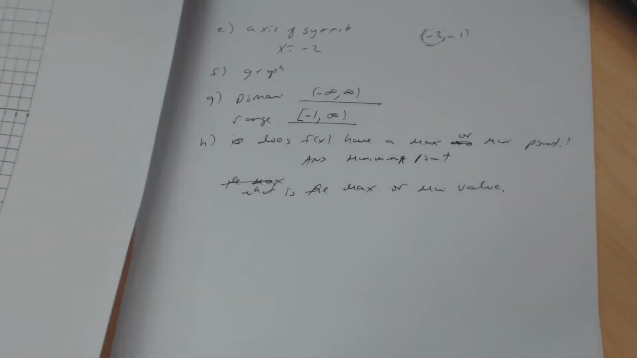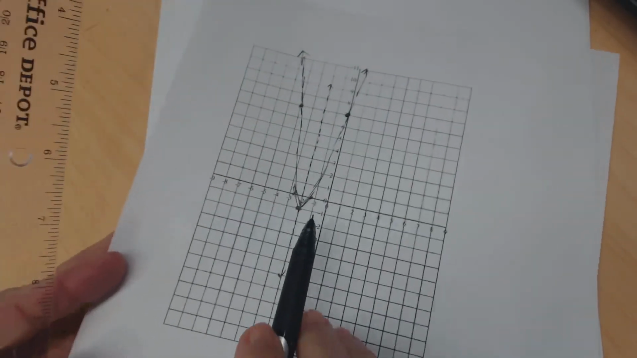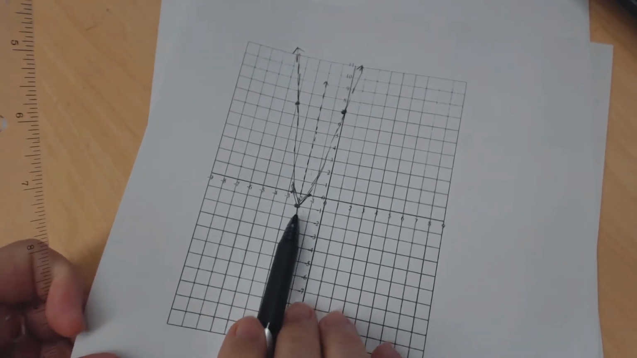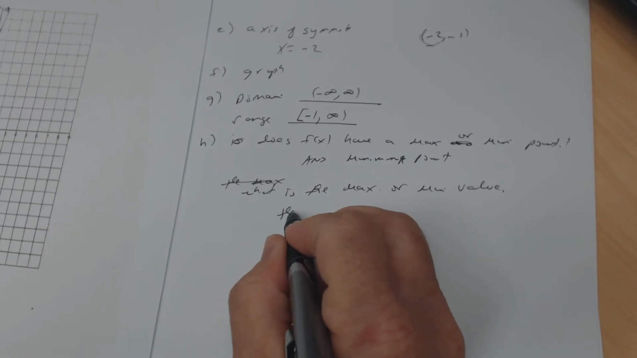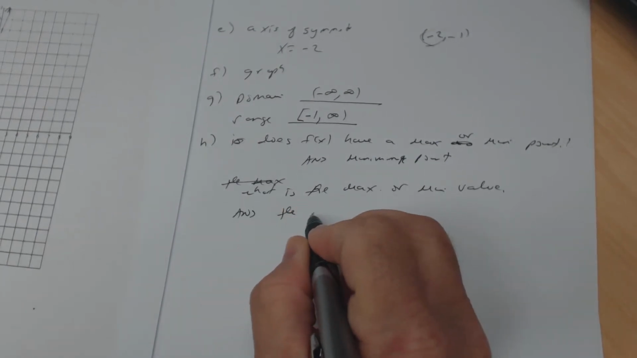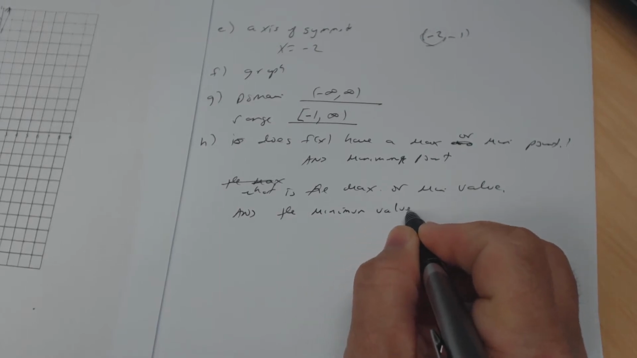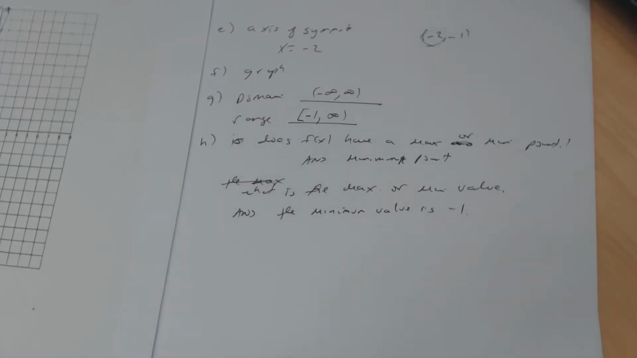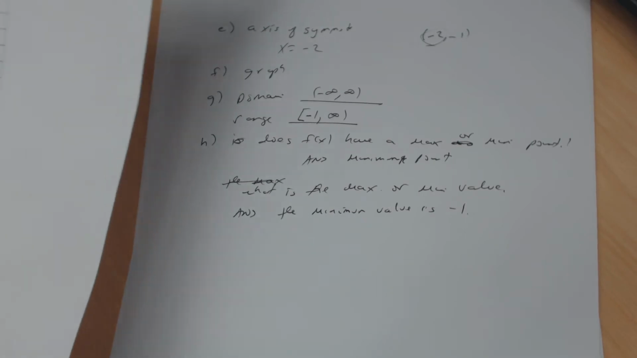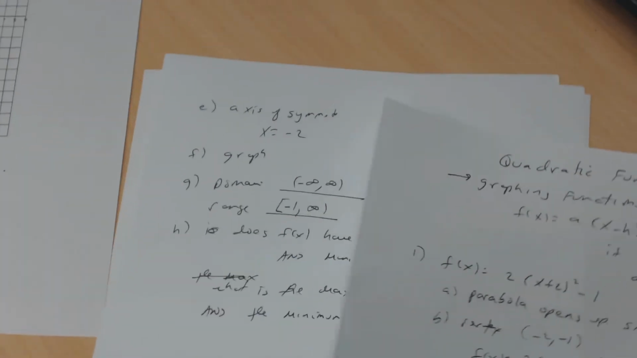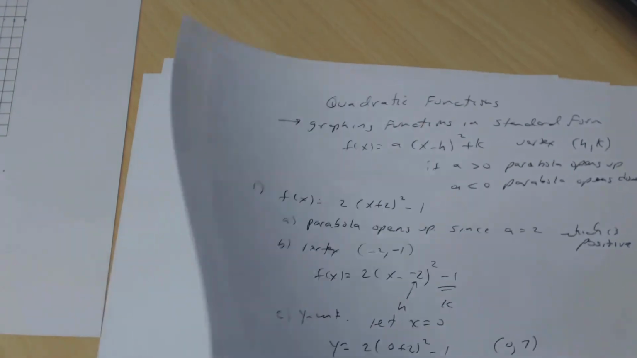And the question is, what is the maximum value, minimum value? So the minimum value is going to be the y value. Okay, so it's -1. So the minimum value, so the answer, the minimum value is -1. Okay, so that was number 1. Okay, let's look at number 2.